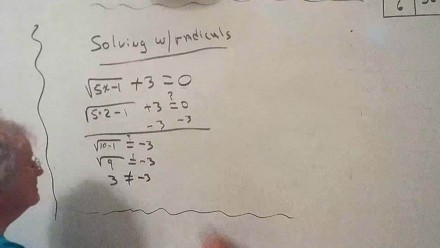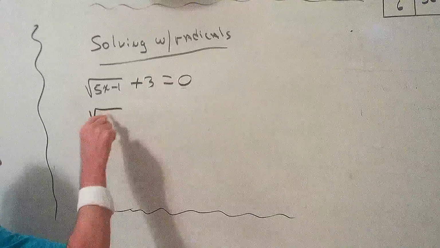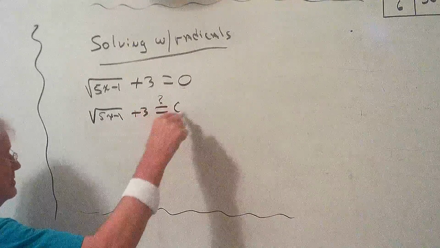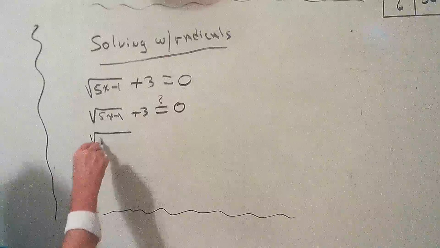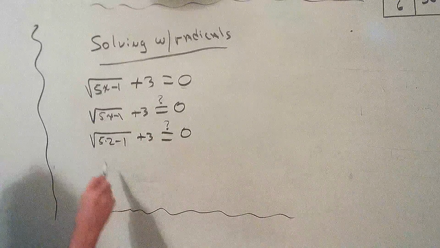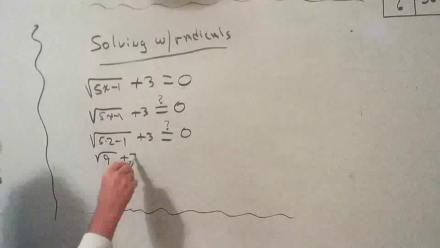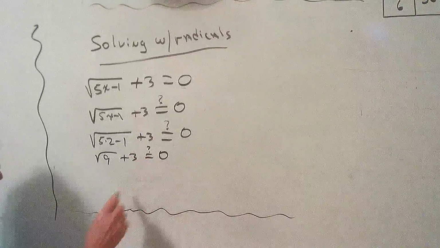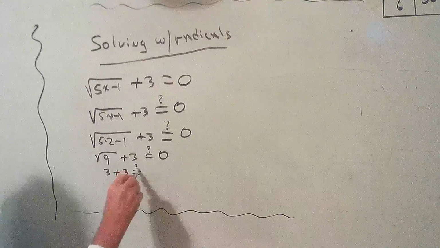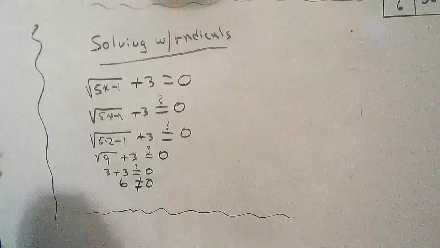Or what we could have done is, rather than doing this, the square root of 5x minus 1 plus 3, does that equal 0? 5 times 2 minus 1 plus 3, does that equal 0? 5 times 2 is 10. 10 minus 1 is 9. So the square root of 9 plus 3, does that equal 0? 3 plus 3 is 6. Of course, 6 does not equal 0. So this is called an extraneous solution.